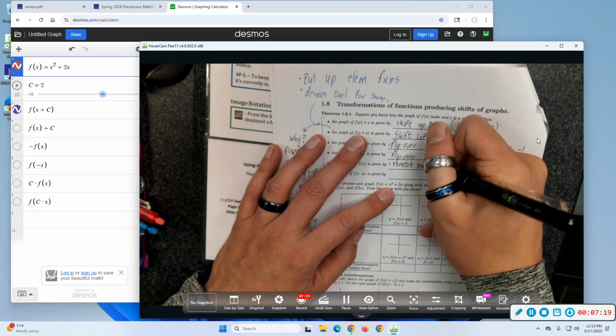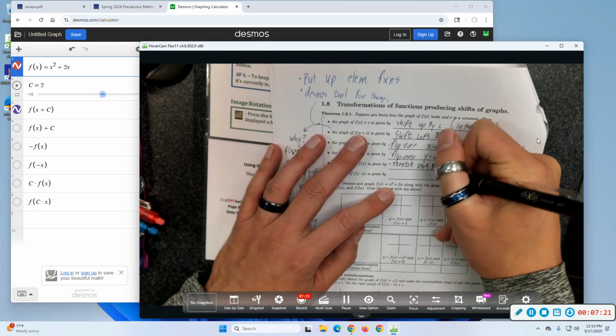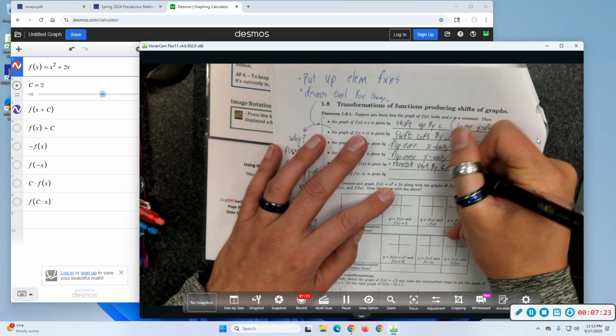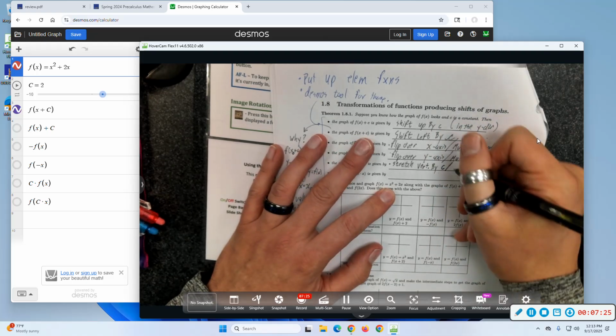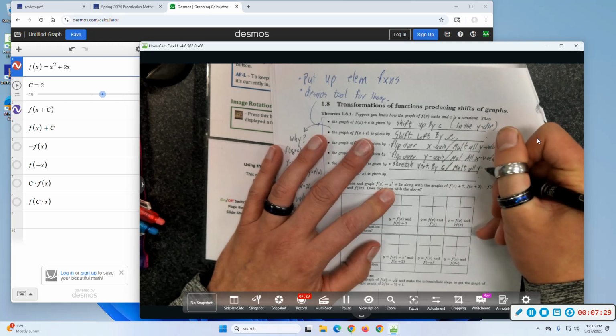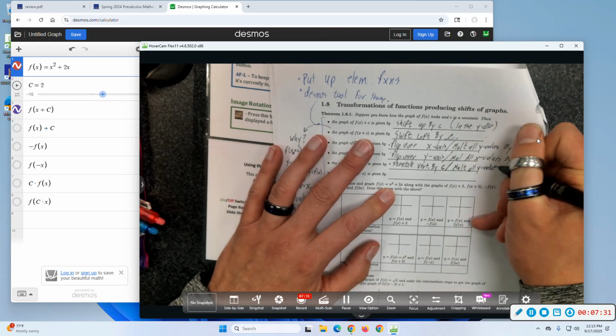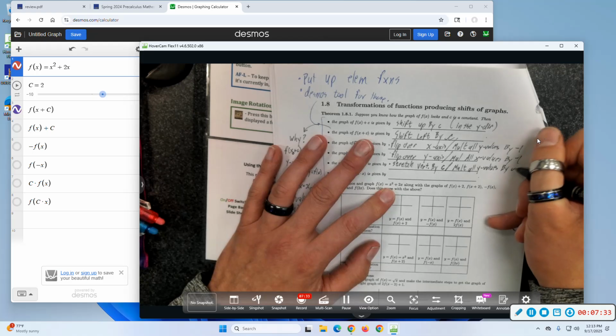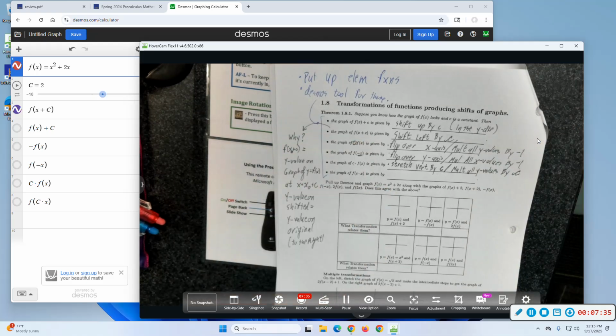So stretch vertically by a factor of c, which is why I prefer to write, in fact, let's just multiply all y values by c. Nice.